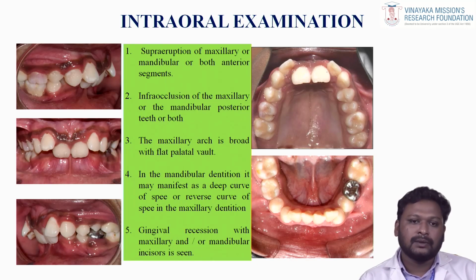Maybe a combination of a dentoalveolar and a skeletal deep bite will also be present. But if it is purely dentoalveolar, there will be two possibilities: maybe supraeruption of the maxillary incisors and infraeruption of either the maxillary or mandibular posteriors.